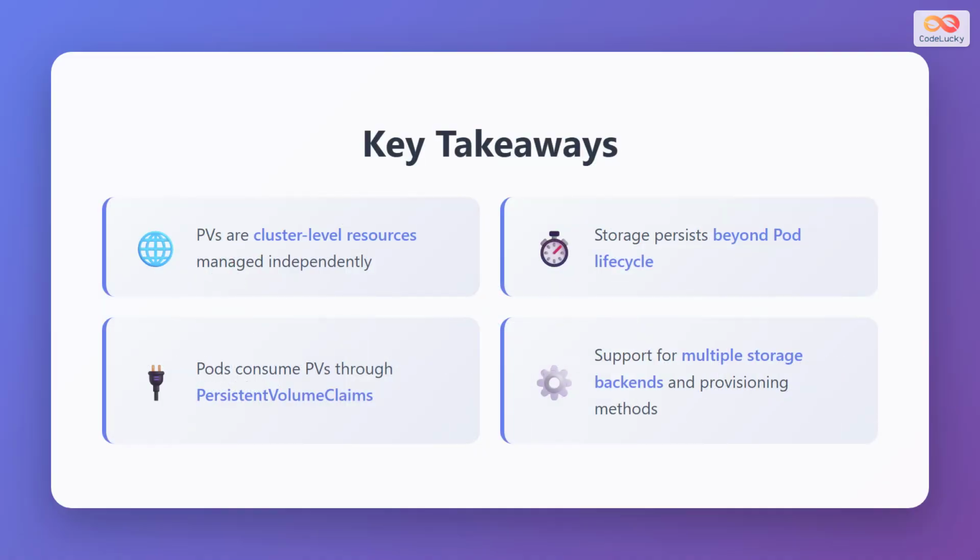Let's recap the key points about persistent volumes. First, PVs are cluster-level resources that are managed independently from any specific namespace or pod. Second, the storage they provide persists beyond the pod lifecycle, ensuring data durability. Third, pods don't consume PVs directly. Instead, they use persistent volume claims to request and bind to available volumes. Finally, Kubernetes supports multiple storage backends and provisioning methods, giving you flexibility in how you implement persistent storage in your cluster.